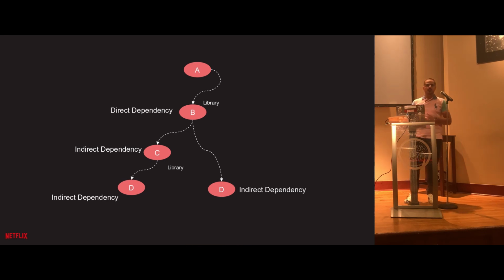B is also relying on another package called C. This C is called an indirect dependency, or transitive dependency. Now this chain can go bigger and bigger. So C can also have D, and B also can have D. So in this case, C is relying on D and B is relying on D. Those are also called indirect dependencies.